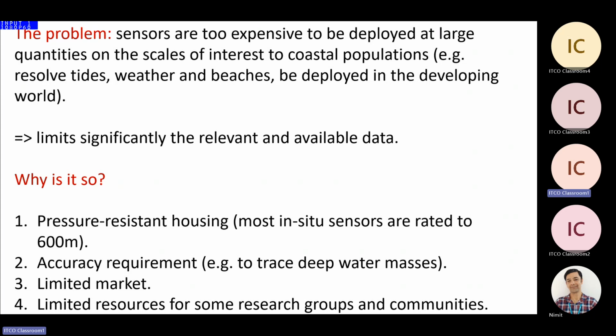So anyway, to start off, the problem is sensors are expensive, and if you also want to deploy them in large quantities on scales of interest to coastal populations, you just can't do that. There are limits there. You've got pressure resistant housings, accuracy requirements, limited market, limited resources for some research groups and communities. So the question is, are there inexpensive methods that we can use and still do good science?